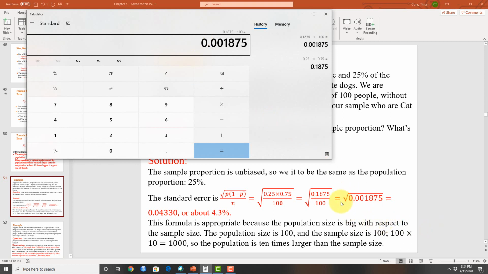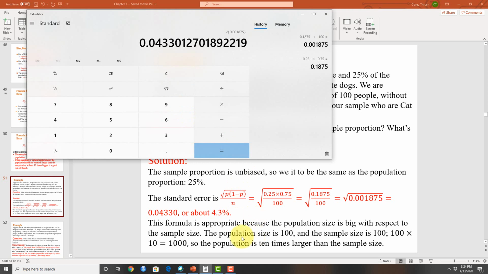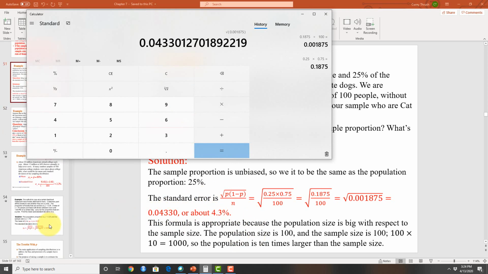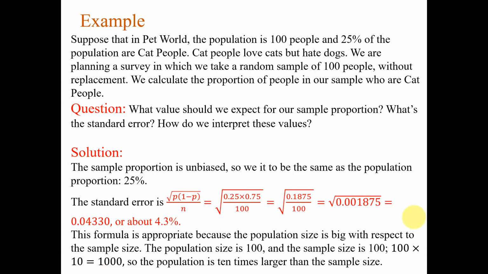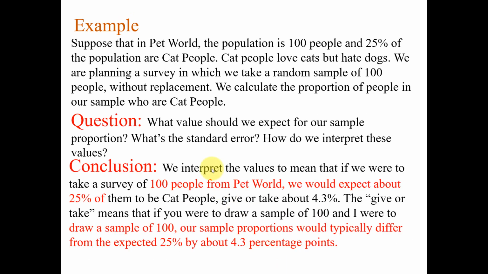So then we get this entire number right here is 0.001875. To square root that, we'd get this number, so about 4.3%. And our sample size condition meets our criteria, because 100 times 10 is 1,000, so the population is at least 10 times larger. So 1,000 people is our population, 25%.